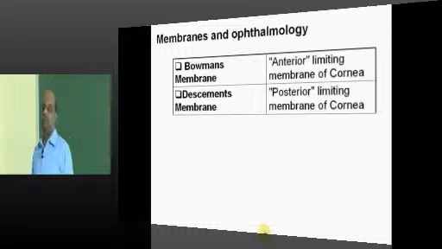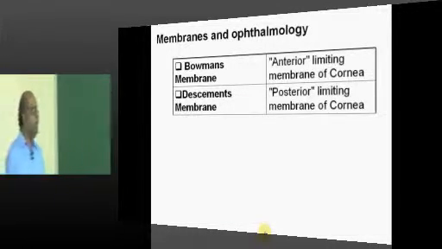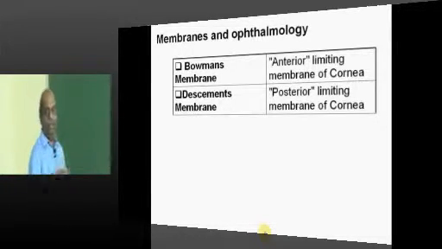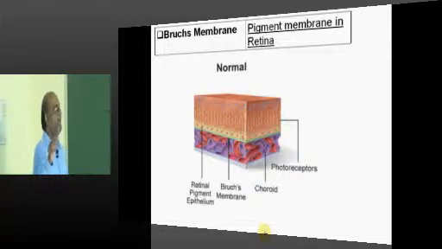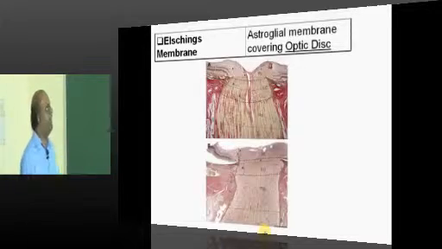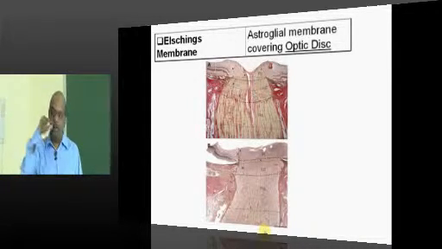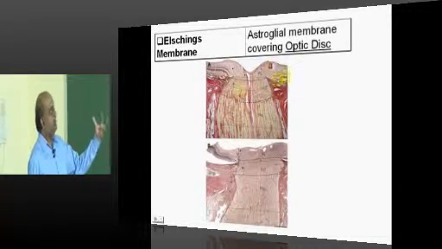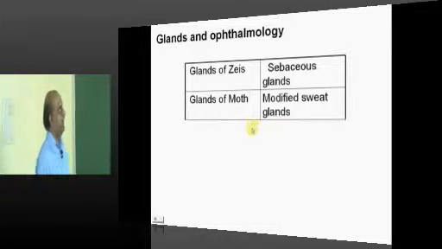Let's look at some membranes in ophthalmology. The anterior limiting membrane of the cornea is Bowman's, and the posterior limiting membrane is basically Descemet's. You have a pigment membrane in the retina which is called Bruch's membrane, and the optic disc, which is the point where the optic nerve will land in the retina. There is one astroglial membrane covering the optic disc which is called Elschnig's membrane.